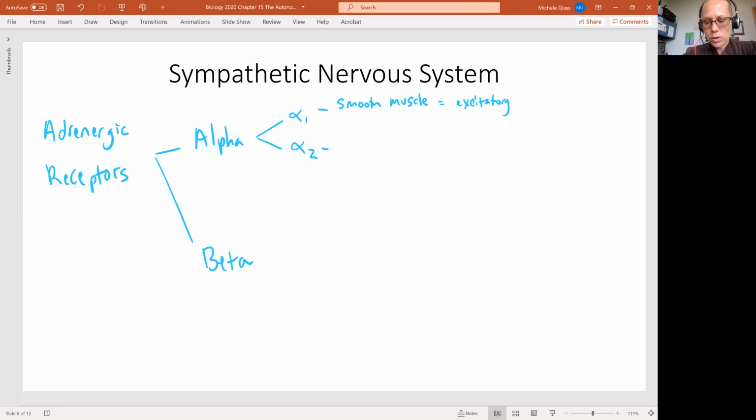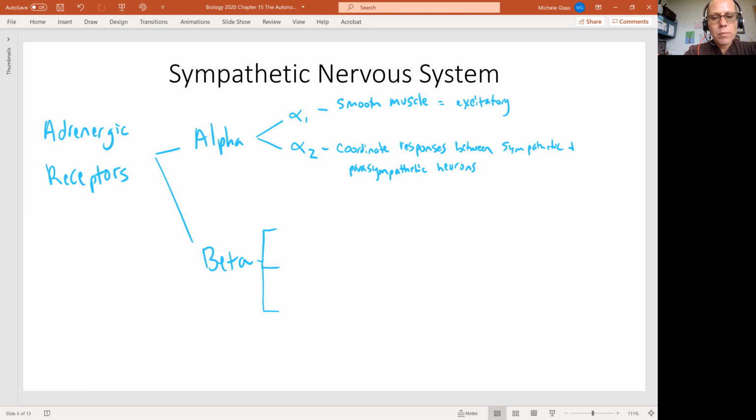The alpha 2 receptor is going to be found on sympathetic and parasympathetic neurons. And so I think all I'm going to say here is it's going to help to coordinate responses between sympathetic and parasympathetic neurons. So that's not really telling us where they are exactly, but more the significance of these. And then when we look at the beta, remember we have 3 types here. So we have beta 1, beta 2, and beta 3.